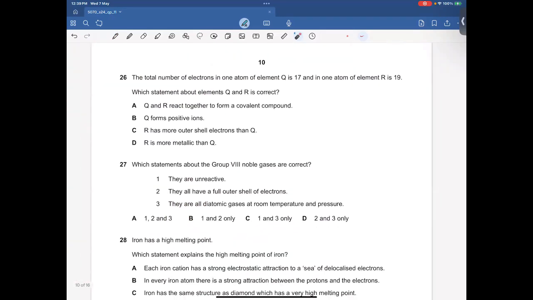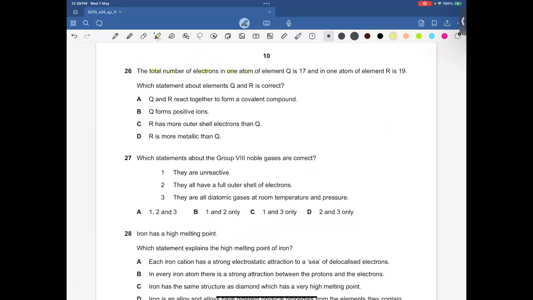Next, the total number of electrons in one atom of an element Q is 17, and one atom of element R is 19. According to the periodic table, Q is chlorine because chlorine has 17 electrons. And according to the periodic table, 19 is the atomic number of potassium because it has 19 electrons. So one is a metal and one is a non-metal, combined together to form an ionic compound.